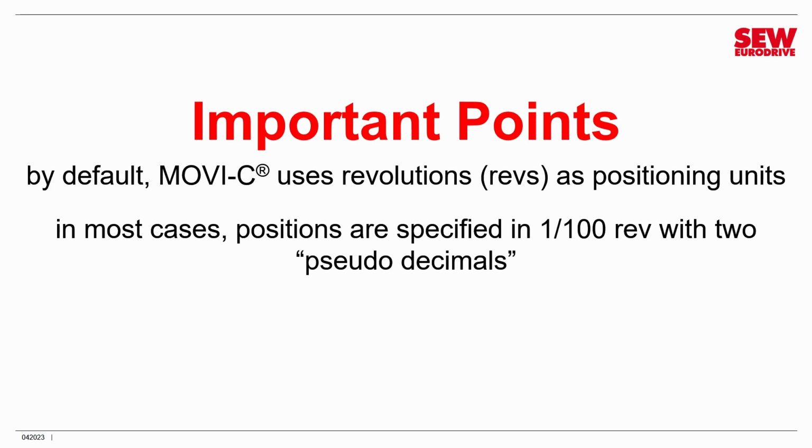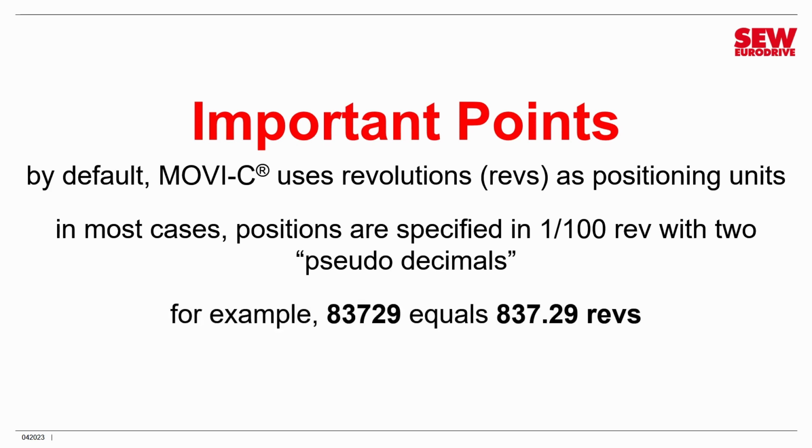Now, what do I mean by that? Simply this: you don't actually enter a real decimal place. You do something like this. If you enter the number 83,729, that actually equals 837.29 revolutions. So there's actually an imaginary decimal point in there, and you just have to sort of visualize it.